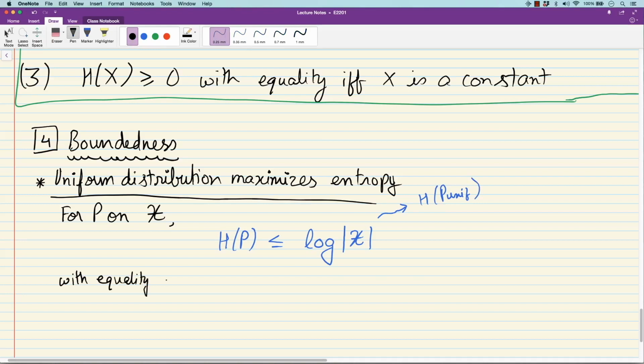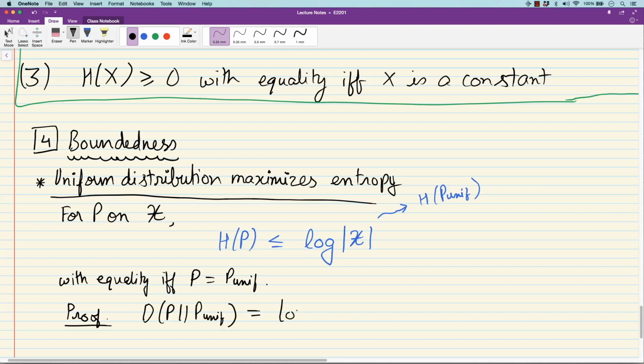With equality if and only if P equals P uniform. So how do we show this? Here is a simple proof. The proof just notices that the divergence between P and P uniform is actually log of cardinality of X minus H of P. You can check that.